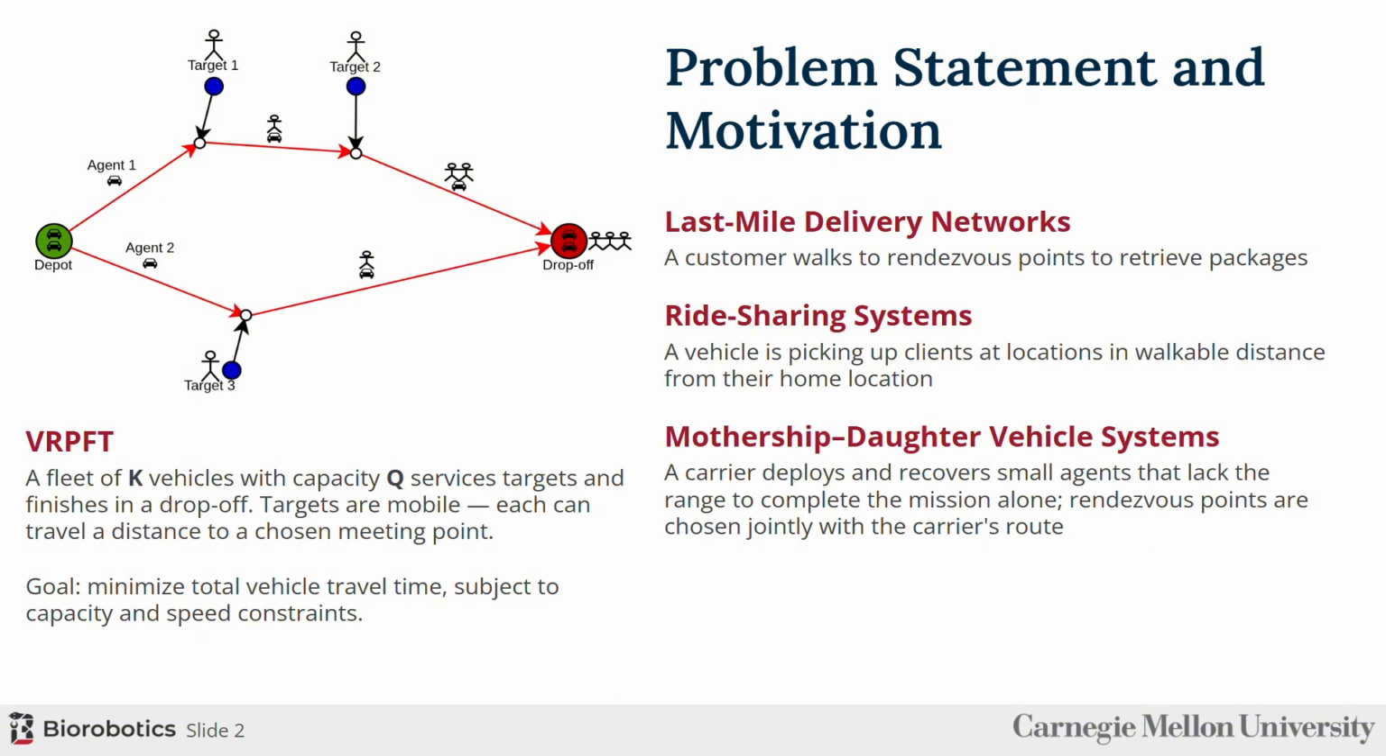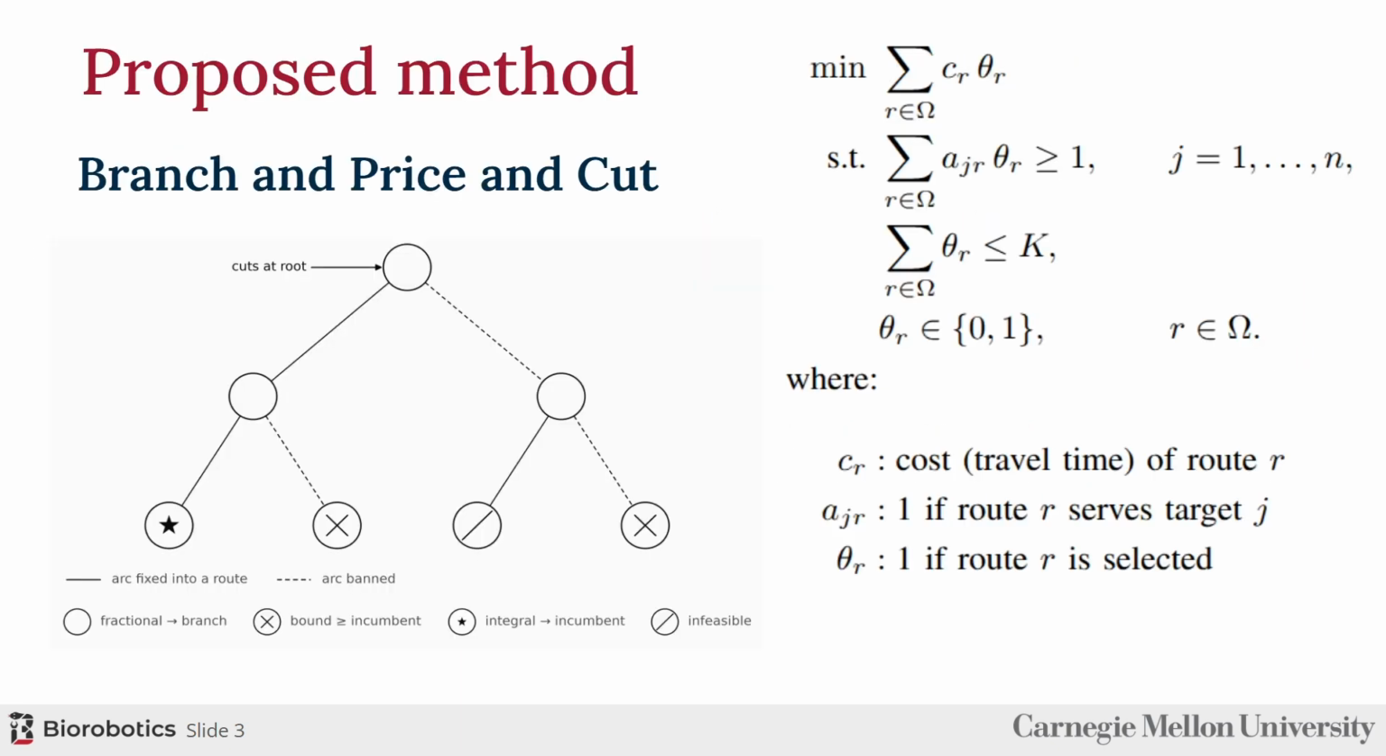So a fleet of K vehicles with capacity Q leaves a depot, serves the targets, and finishes at the drop-off. We minimize the total fleet travel time subject to capacity and the speed limits on both sides. This comes up in last mile delivery, where a customer walks to a rendezvous point, in ride sharing with pickup within walking distance, and in mothership daughter systems, where a carrier recovers small agents that can't make it back on their own. Our approach is branch, price, and cut over a route-based reformulation.